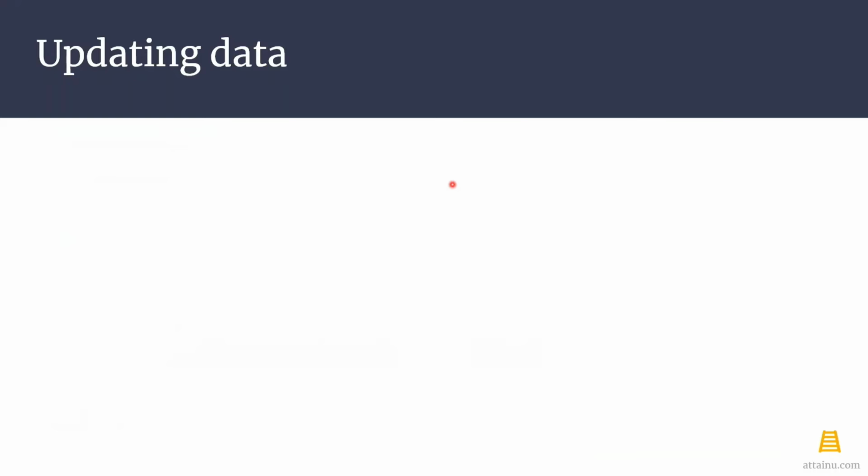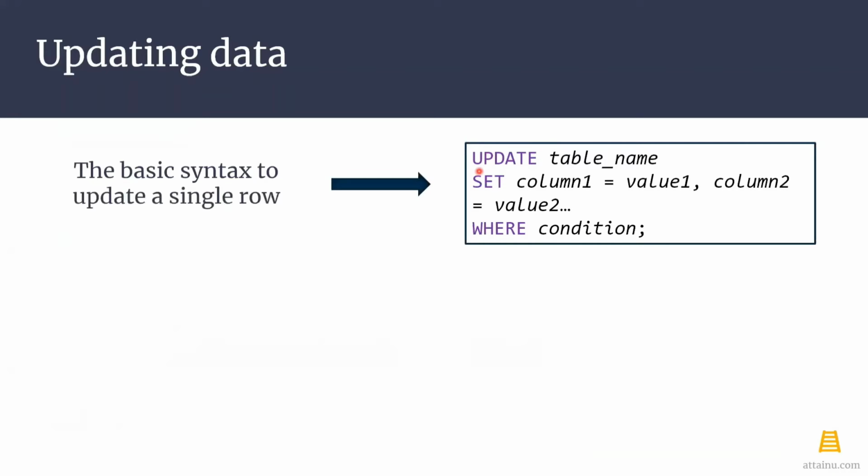So the basic syntax for updating a row that already exists in the table is this. You say update, the name of the table, then you say set, and then you list out your column and value pairs. So you're basically saying column 1 equals value 1, column 2 equals value 2, and so on. And then you add the where condition.